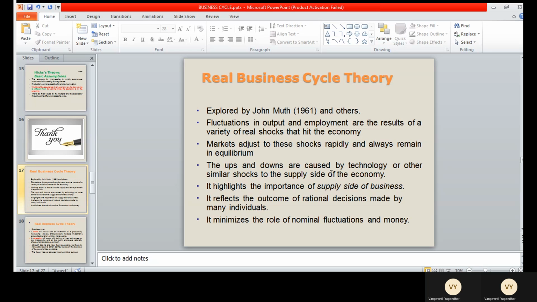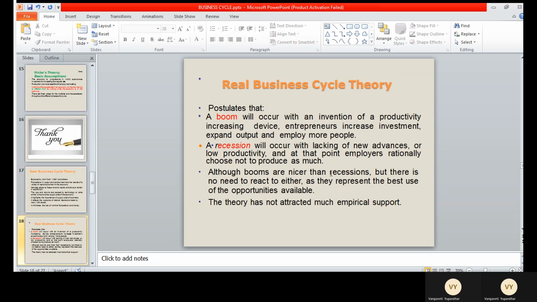So what is the impact of supply upon the business cycles? It postulates that a boom will occur, that is a peak stage, with an invention of a productivity increase in a device. Entrepreneurs increase investment, expand output, and employ more people. So whenever a boom is there, all these phenomena happen. Next one is recession, that is the lowest one, a trough or slump. Various times already we have discussed this.